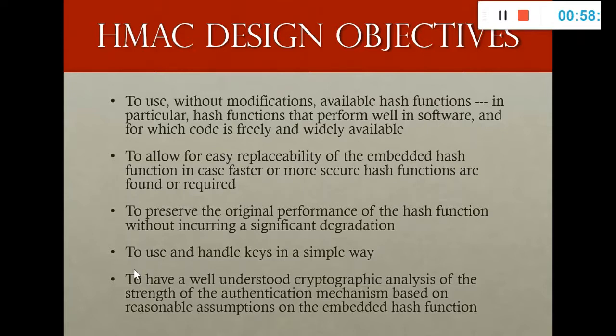So what is the design objective of HMAC? It is to use, without modifications, available hash functions, and to allow easy replaceability of the embedded hash function in case more secure hash functions are found. And to preserve the original performance of the hash function without incurring a significant degradation. Of course, if you add to it, it will become slower, but you hope the performance does not degrade too much. Also, to use and handle keys in a simple way, and to have a well understood cryptographic analysis of the strength of the authentication mechanism based on reasonable assumptions about the embedded hash function.